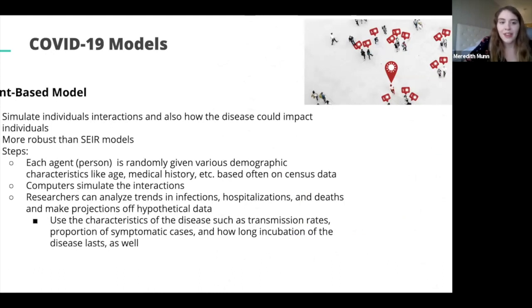The next model we investigated was the agent-based model, which was a more robust model than the SEIR model. The reason it was more accurate was that it does not make the same invalid assumptions. The agent-based model includes demographic characteristics such as age, medical history, socioeconomic status, and more that come from the census. Computers then simulate the interaction between people, agents, and can input disease characteristics like transmission rates, percent of people who are asymptomatic, and more. The researchers then use the data that is produced by computers to make estimates of hospitalization, death, and infection rates. One prominent country that used this model was Austria. It was found somewhat effective for the analysis of social distancing and lockdown policies. Next slide.